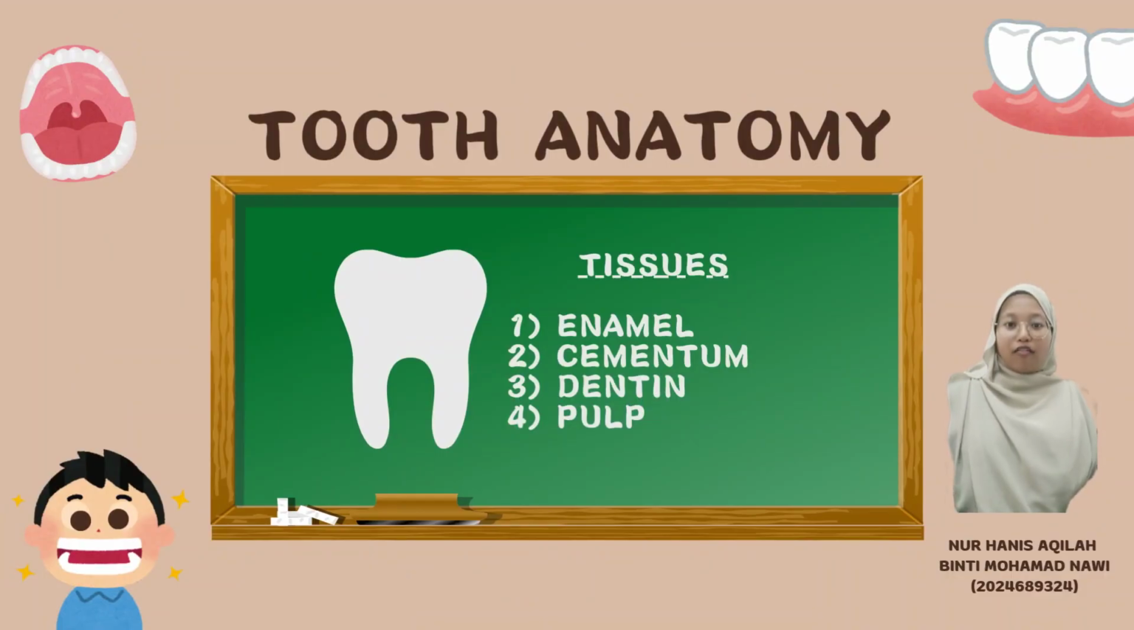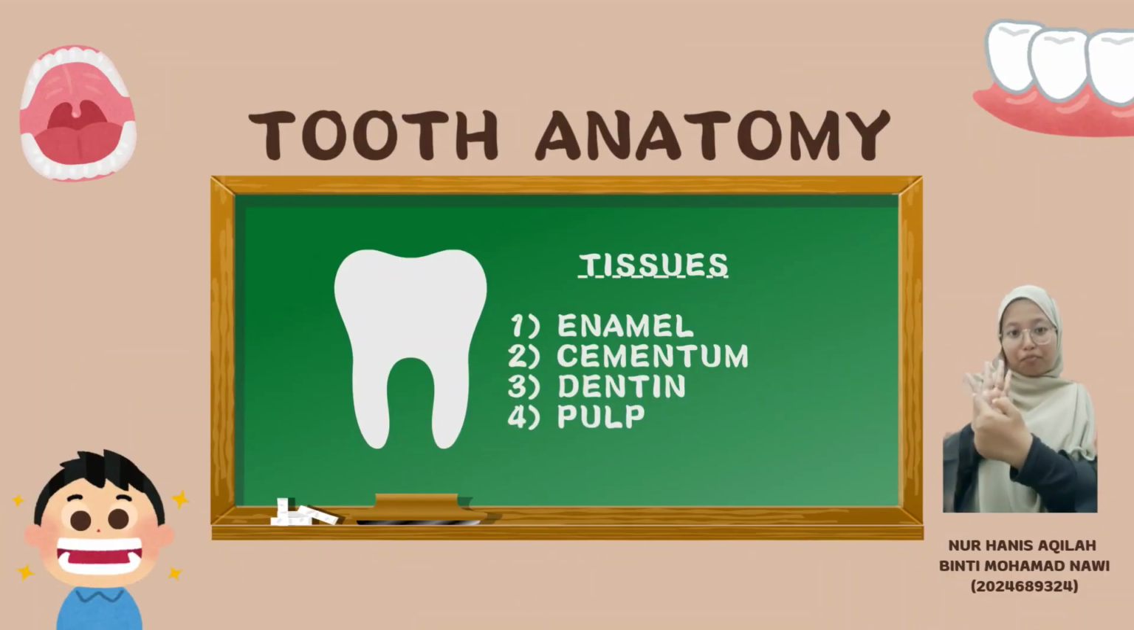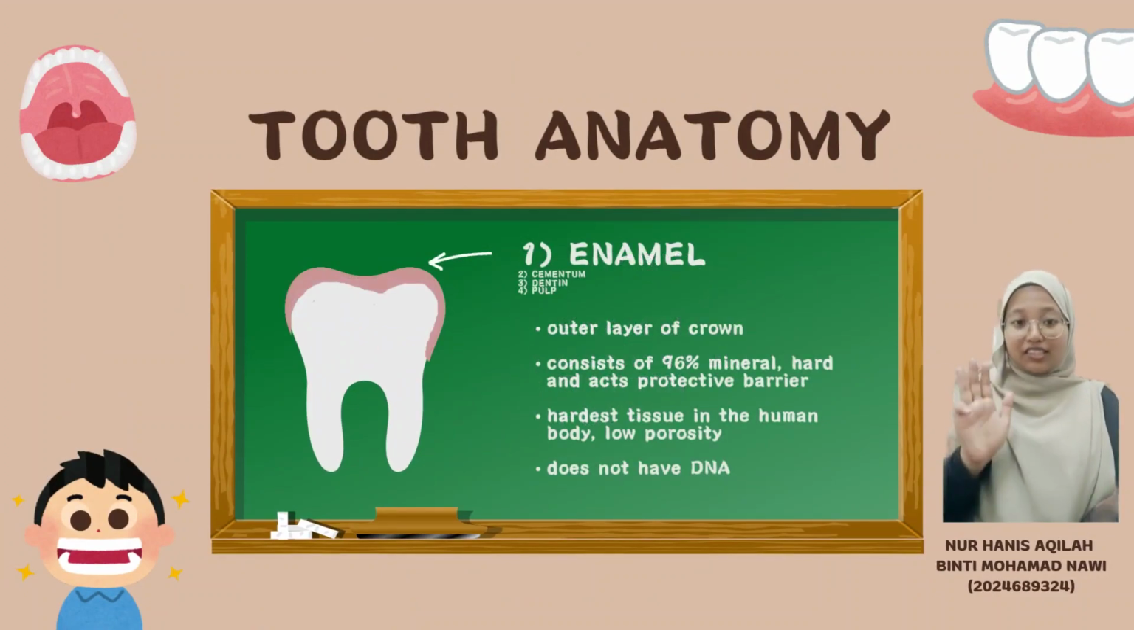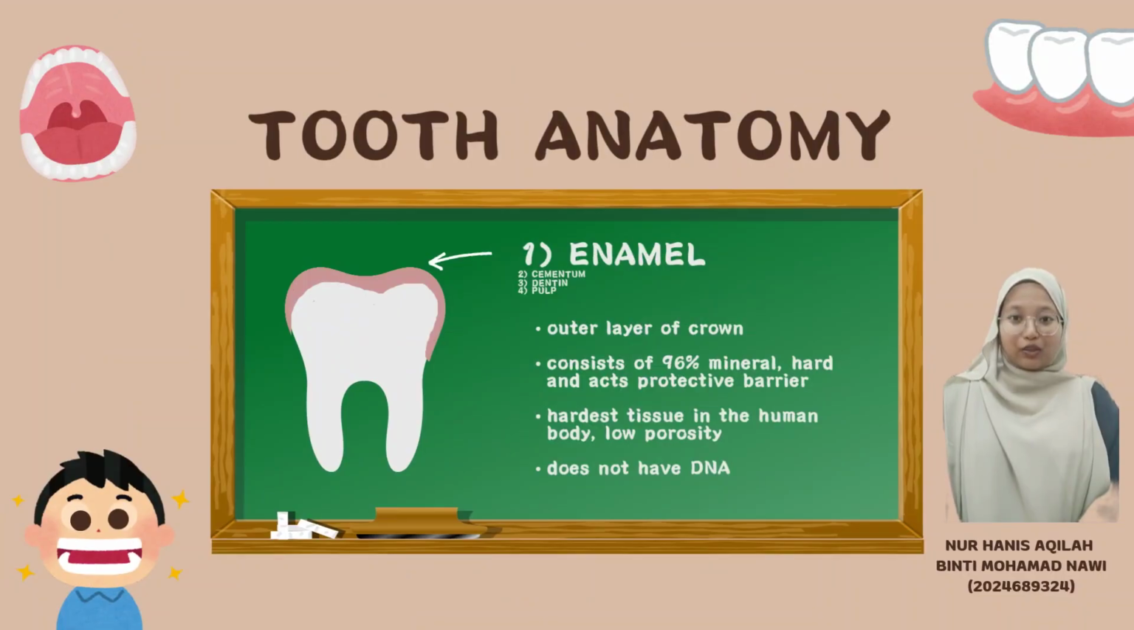Tooth is also made of 4 tissues which are enamel, cementum, dentin and pulp. First, enamel is the outer layer of crown that consists of 96% of mineral. This makes it the hardest tissue in the human body that acts as a protective barrier. But it does not have DNA.